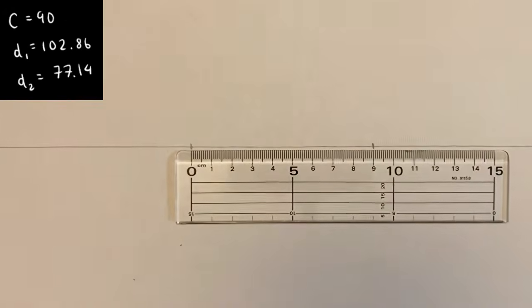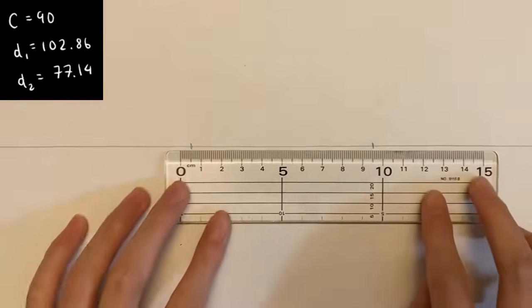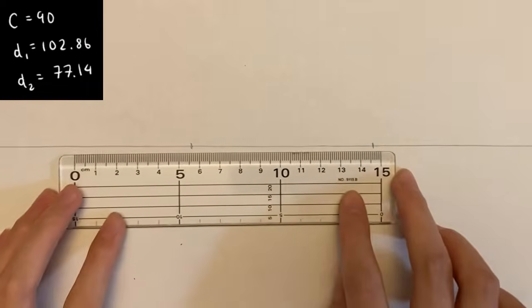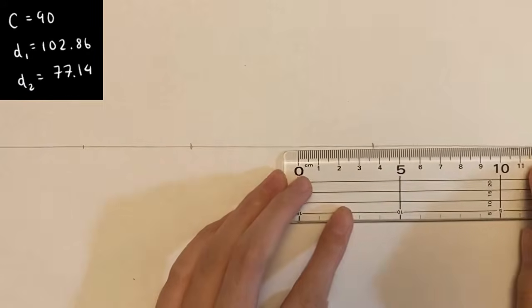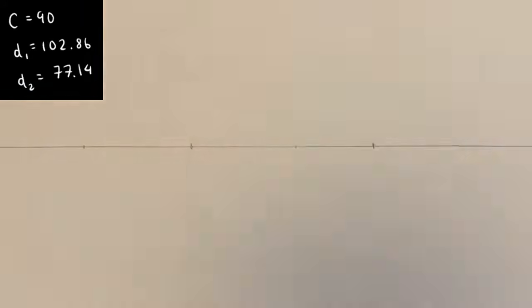So now we can start to draw in the pitch circles. So I got a center distance of 90 right there, and I'm going to start to fill in each of the pitch circles. Remember that they need to be tangent to each other, so they're going to meet at that pitch point.